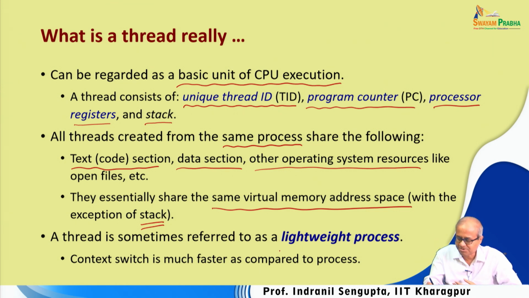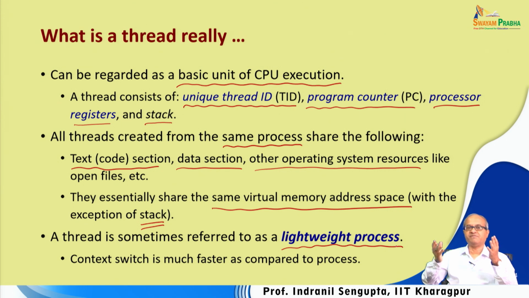A thread is sometimes referred to as a lightweight process, because the overheads of implementation of a thread are less as compared to a process. As I said, context switch is much faster. That is one big advantage of a thread.